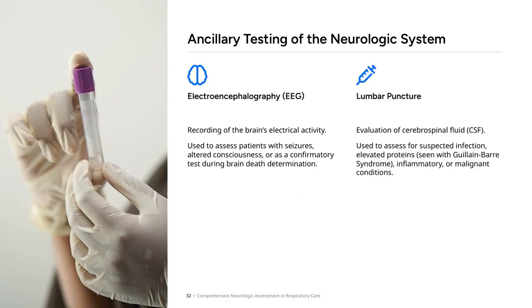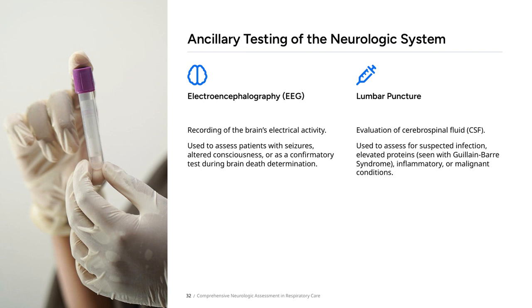Now, let's take a closer look at some ancillary testing of the neurologic system. First up is the evaluation of cerebrospinal fluid, or CSF. This test is used to assess for suspected infections, such as meningitis, or other conditions like Guillain-Barré syndrome, which often shows elevated protein levels in the CSF. It can also help detect inflammatory or malignant conditions affecting the nervous system.